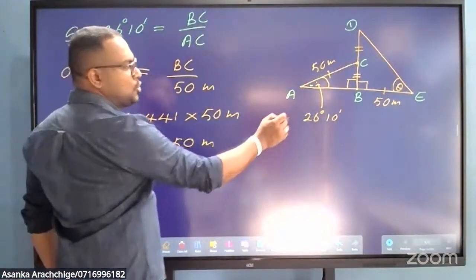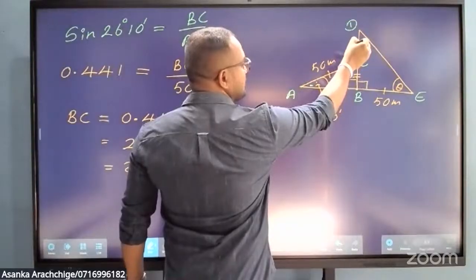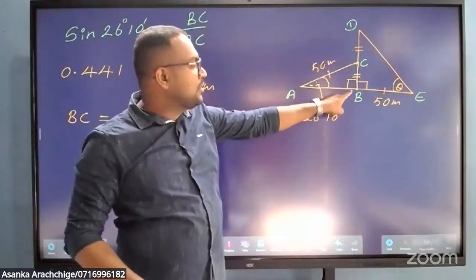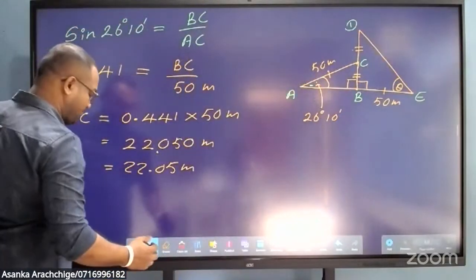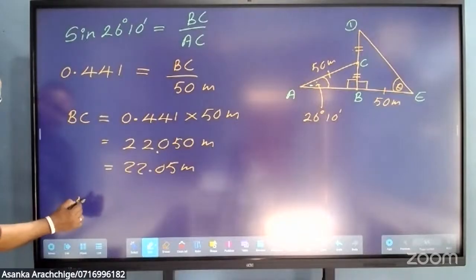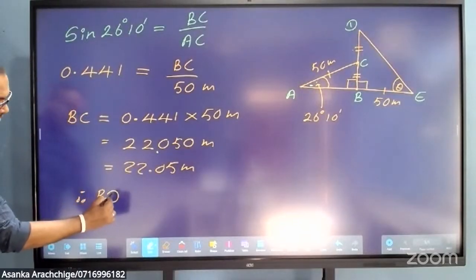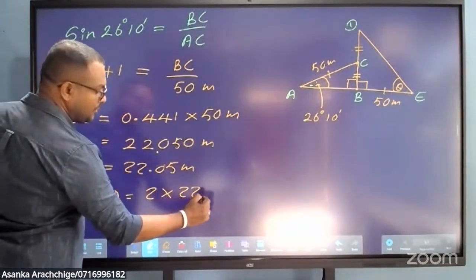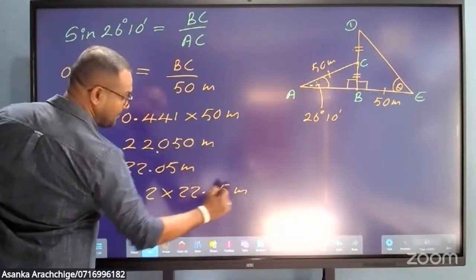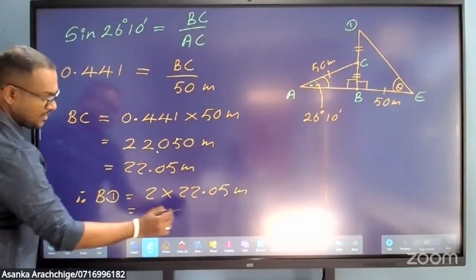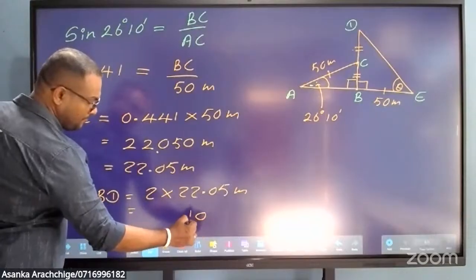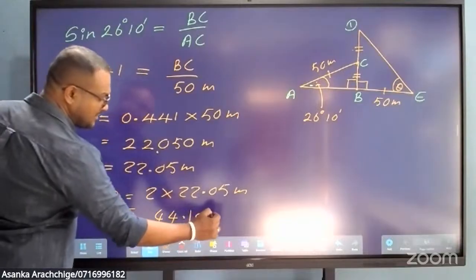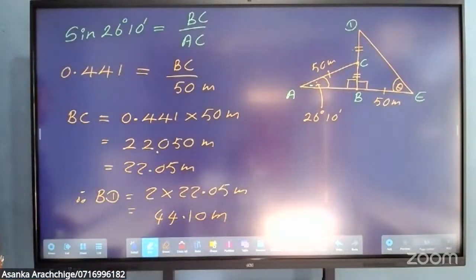Okay, if this is 22.05, so is this. These two parts are equal. Then you can get the length of BD. Therefore, BD is equal to 2 times 22.05, which is 2 times 5, 10, 2 times 22, 44, that is 44.1 meters. Am I correct?